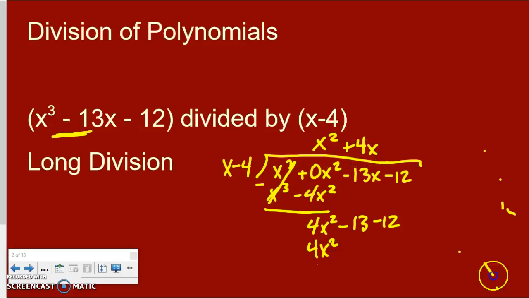4x times negative 4. Well, sorry, I forgot an x up here. Negative 16x. And it's always subtracting. Sorry about this stuff off to the side, my hand keeps touching it. I don't know what's happening here. But subtract. 4x squareds eliminate. You get a 3x minus 12.